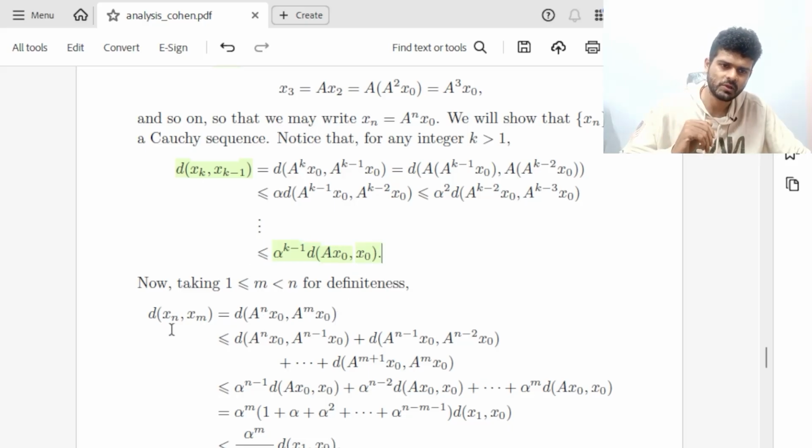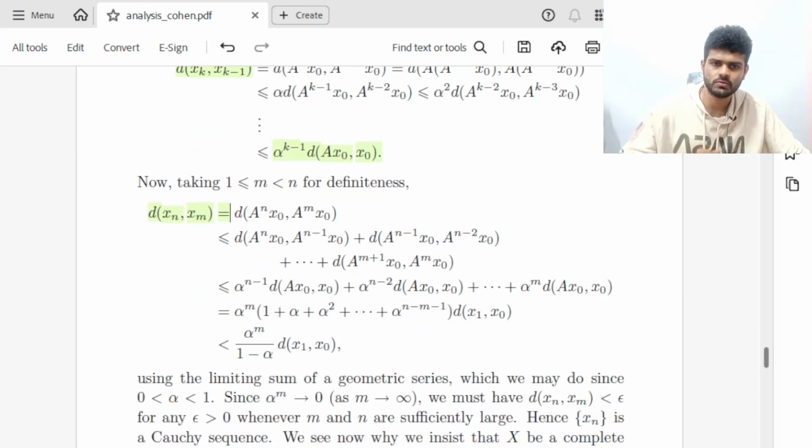Some inequality like this, which you will essentially use to prove the distance between xn and xm. n and m are two points, xm and xn. The distance between them is bounded above by this quantity, which is alpha to the power m. Here n is bigger than m; they have assumed n to be bigger than m.